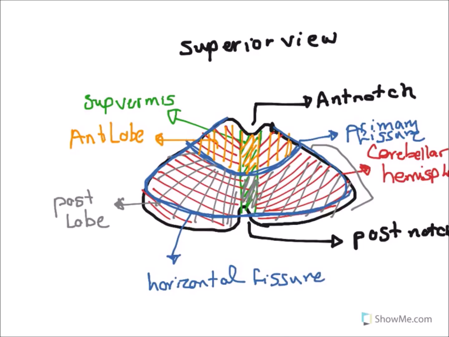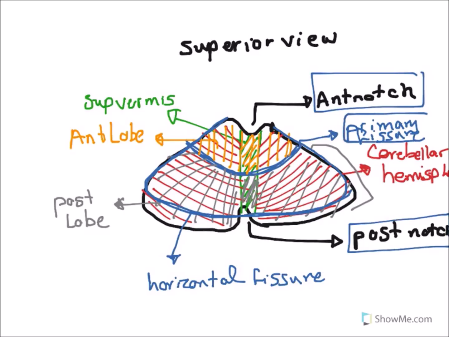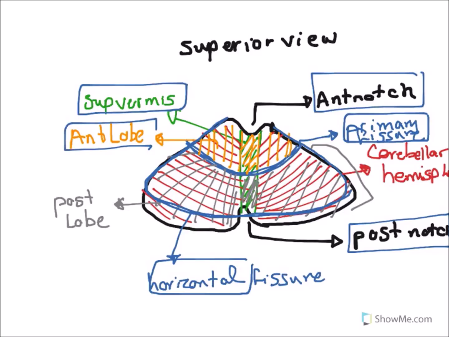So this is the anterior notch, and this is the posterior notch, and this is the primary fissure of the cerebellum. This is the horizontal fissure of the cerebellum. This is the superior vermis, which is divided into two parts, a part with the anterior lobe in front of the primary fissure, and a part with the posterior lobe behind the primary fissure. And these are all the details you should know about the superior surface, or the superior view, of the cerebellum.